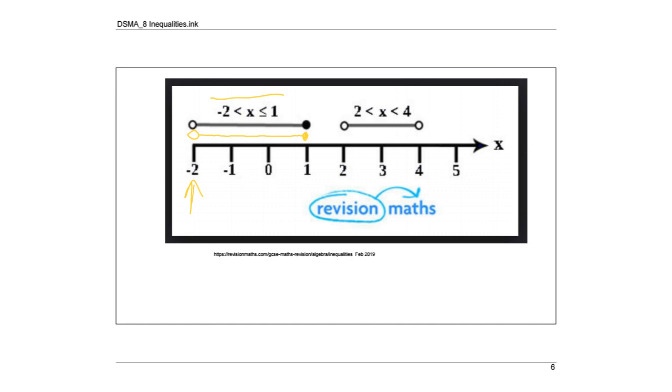Now the next one has 2 less than signs. So I'm going to start at 2 with an open circle because I'm not including 2, but I'm starting right after the 2. And then I'm going to use all of the answers up to, but not including 4. So I'll use the decimal right before 4, but I'm not going to actually use 4. And we use this notation because it'd be really hard to write 3.99999. So instead we use 4 and say that it's not inclusive, or we use a less than sign.